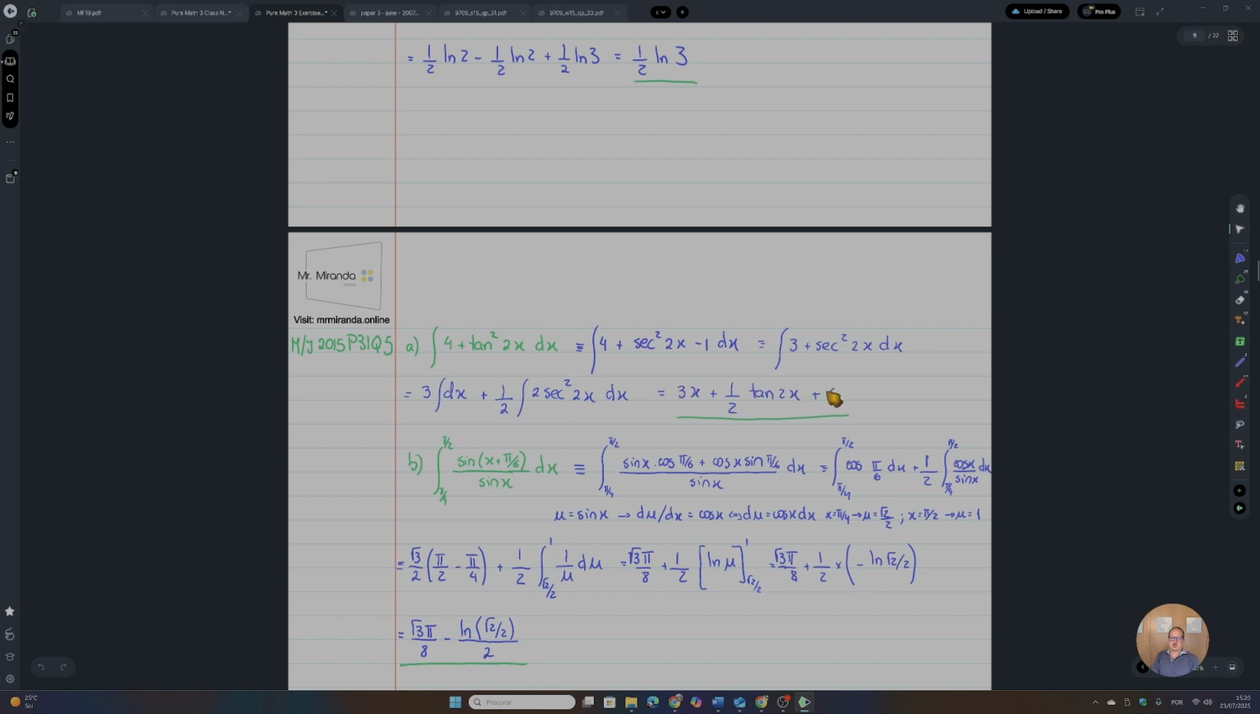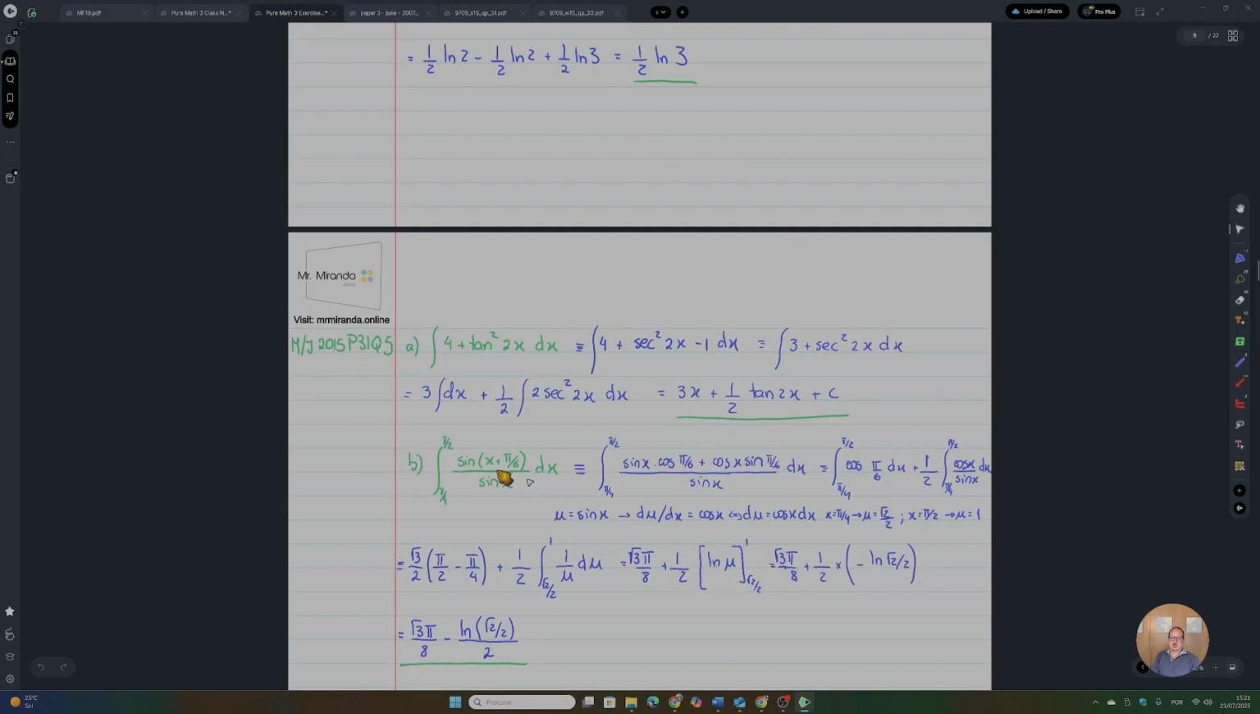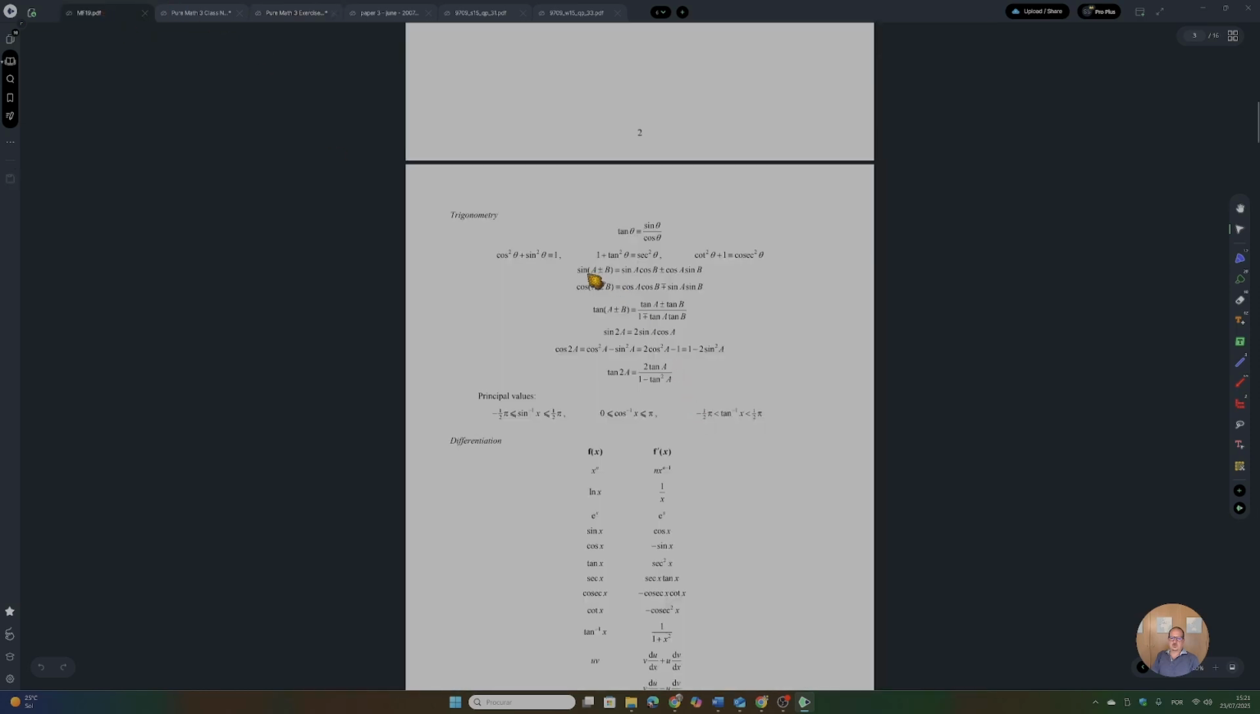That's the result. Now, the second part of the question asked you to solve this integral. I'm not going to state it, just look at it. This is unrelated to that as far as I can tell. Yes, so you have a sine of a sum of something. So you should go to the MF19, if you don't know this by heart, and use this result.